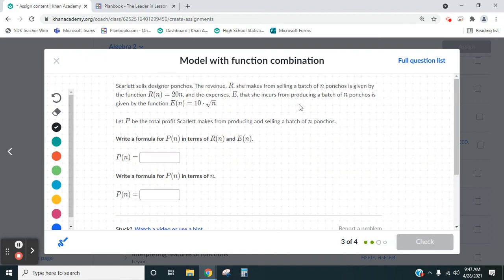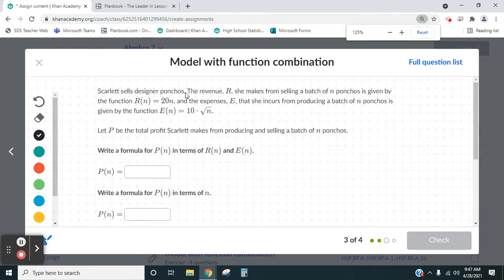Let's do one more. I think one more. Ready? Here we go. This is a new kind of vocab for some of you. All right. Scarlett sells designer ponchos. Oh, my. Fancy. Designer ponchos. All right. The revenue. What's revenue? Good. Wait, hang on. We need to talk specifically. Revenue is what? You said the money you make. Revenue is not profit. That is the total amount of money you bring in. Good. Total money you bring in. Total dollars from sales or something like that you bring in, right?